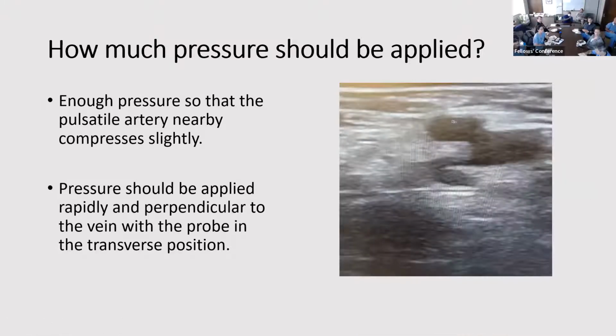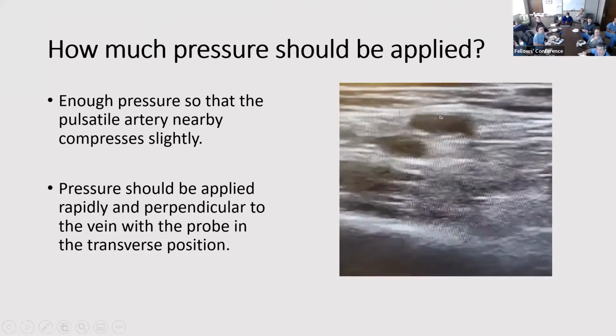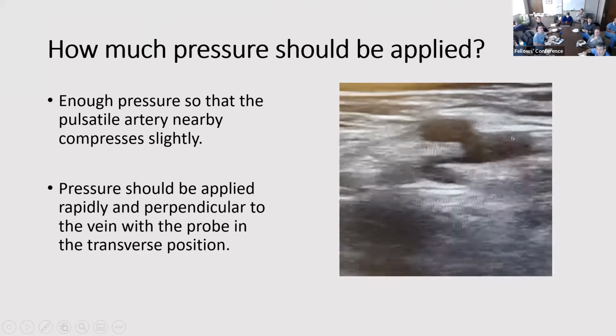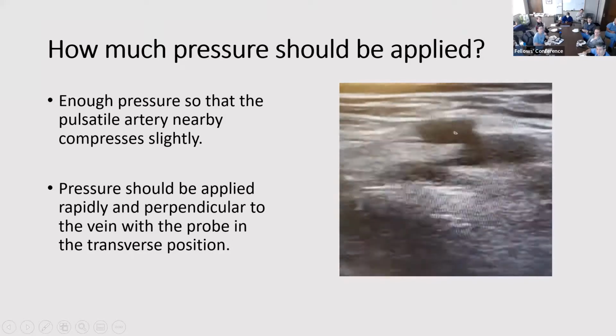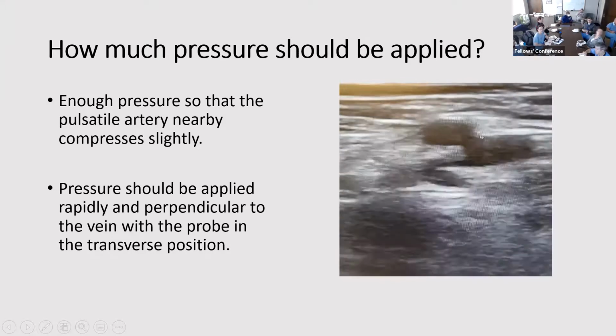So how much pressure should be applied when you're trying to diagnose a DVT? You want to have enough pressure so that the artery that's next to the vein collapses slightly. So let's take a look at this. You see that will collapse slightly. So once you've done that, that's appropriate pressure, and that's a negative exam for that segment.